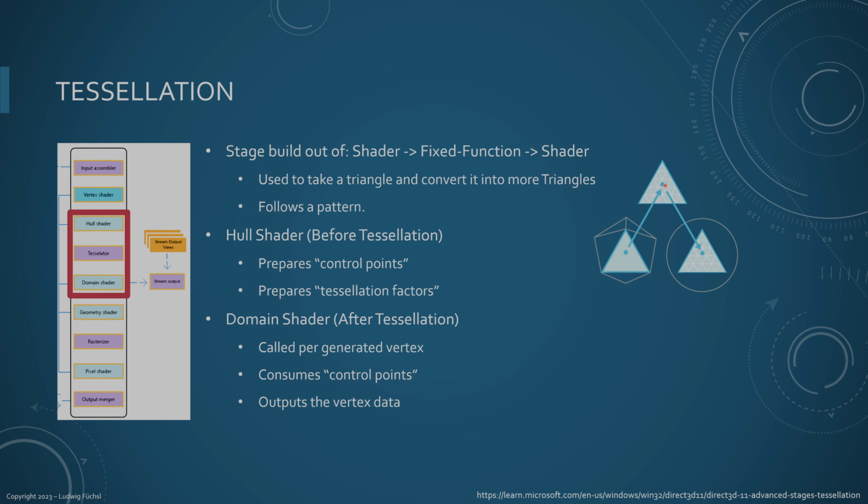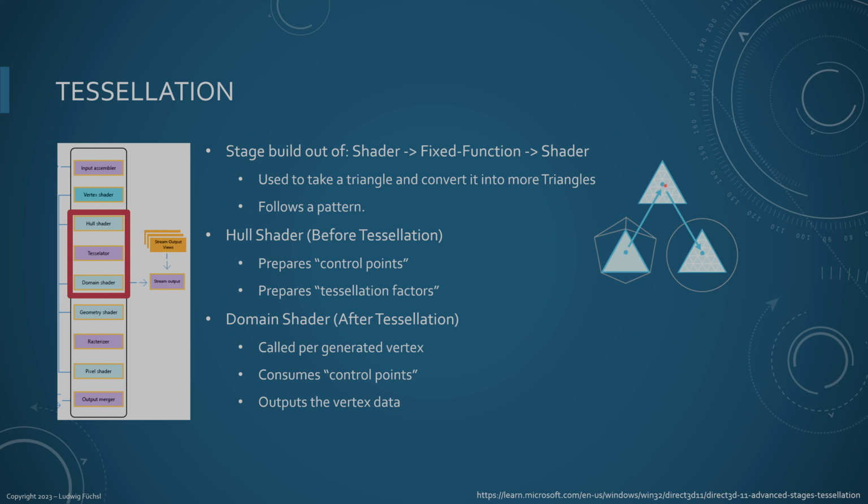Okay, and after the tessellator has produced the new vertices, they need to be transformed in the domain shader. So the domain shader is called per generated vertex, and it can also consume the control points. The general idea is that the domain shader takes the newly generated vertex and modifies it according to the data stored in the control points. So the idea is very simple. The hull shader is generating control points, most of the time, I think, even on a per triangle basis.